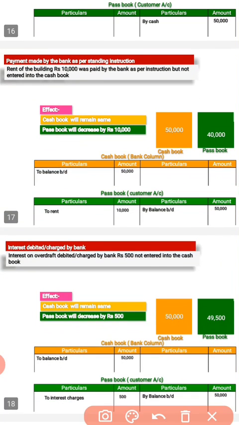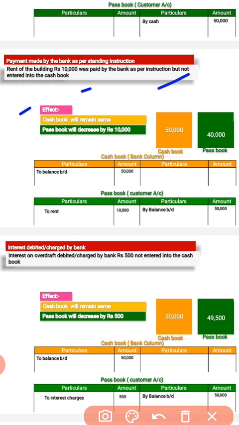Next is payment made by bank as per the standing instructions of customer. For example, rent of the building 10,000 was paid by bank as per the instruction but not entered in the bank. We have given instruction to bank like auto cut to make payment on our instruction. So bank has automatically paid rent of the building 10,000 as per our standing instruction, but this is not recorded in our cash book. So what would be the effect?